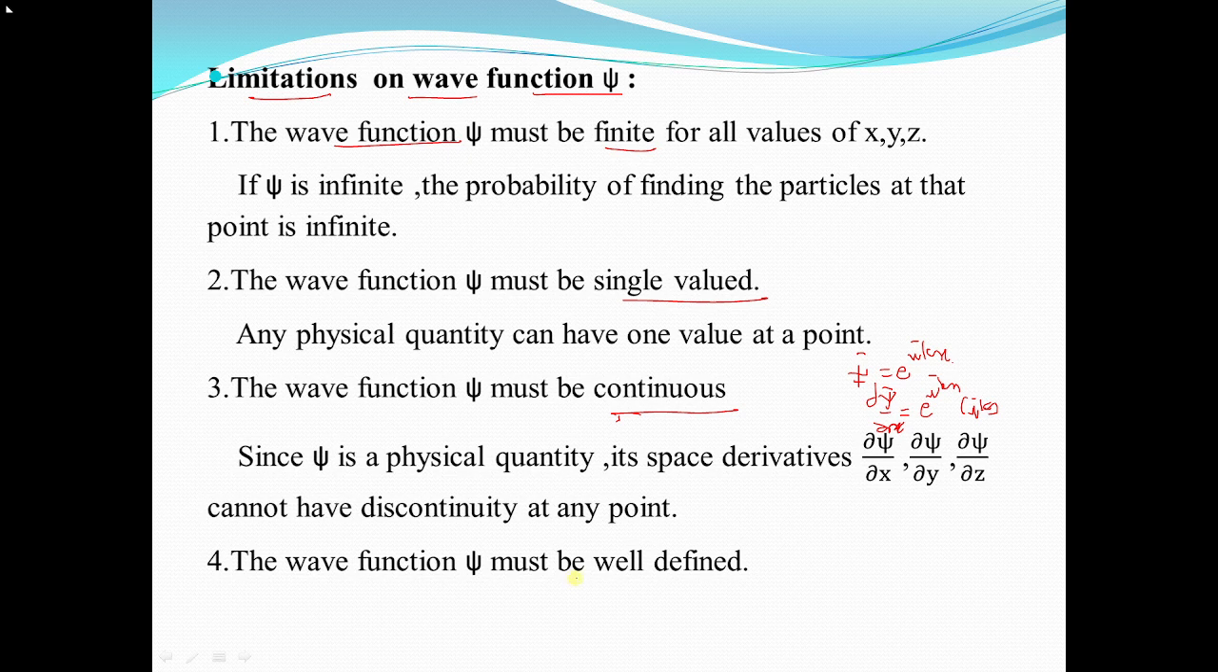Next, wave function must be well defined. Next, wave function vanishes at boundaries. Wave function vanishes at boundaries means wave function will be 0 at the boundaries. So wave function must be finite, single valued, continuous, and it vanishes at boundaries. At boundaries psi becomes 0. These things you need to remember so that for further topics it will be useful. Thank you.